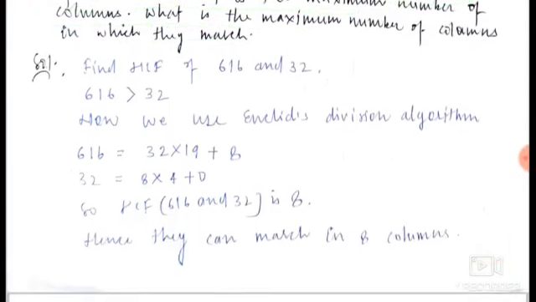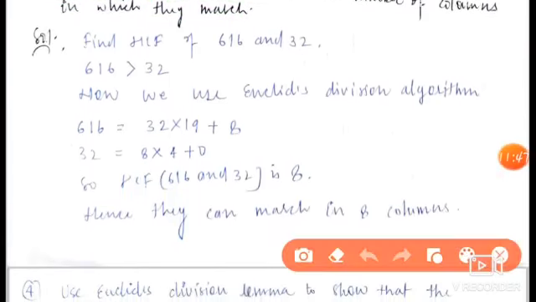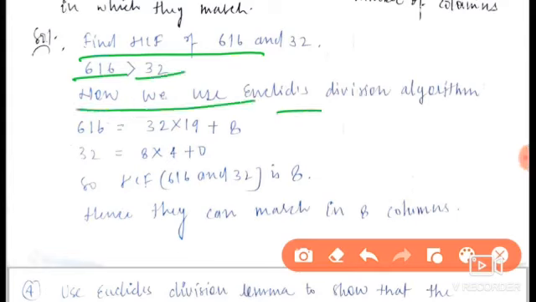Now, come to the solution. Now find the HCF of 616 and 32. So 616 is greater than 32. Now we use Euclid's division algorithm. You can use the long division method also, because the method is not mentioned in this question. So 616 is equal to 32 into 19 plus 8.